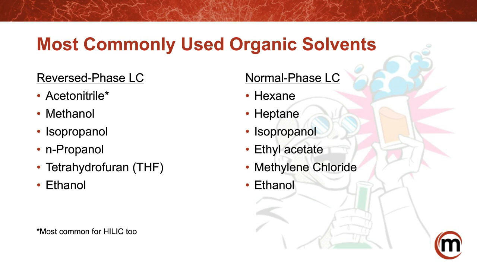So these are the most common organic solvents used in the lab today. I just broke them down by both reversed phase and normal phase LC. You can see the most common solvents used are acetonitrile and methanol for reversed phase. And for normal phase, you can see a couple of weak solvents, including hexane and heptane, as well as other polar solvent modifiers, including IPA or ethyl acetate.